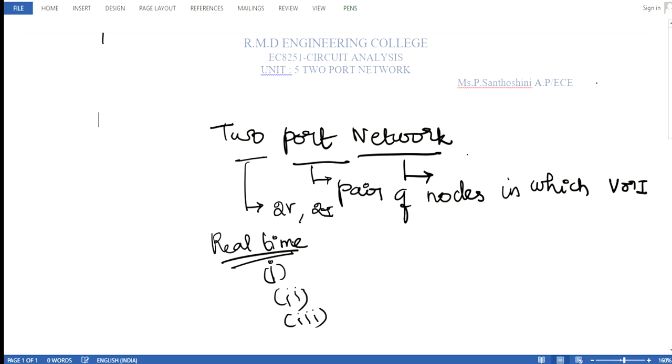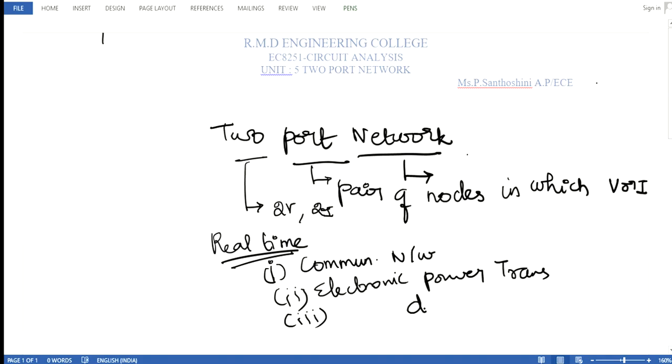The first is that the two-port network can be applied in communication networks, for both the transmitter side and the receiver side. So the communication network is the first field where the two-port will be implemented. And second, as we already know, electric power: the transmission and distribution of electric power, like the transformer. These are the three important real-time applications in Unit 5.